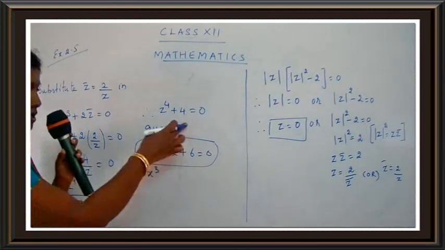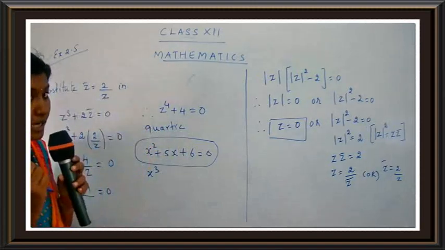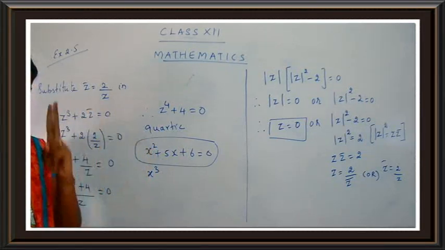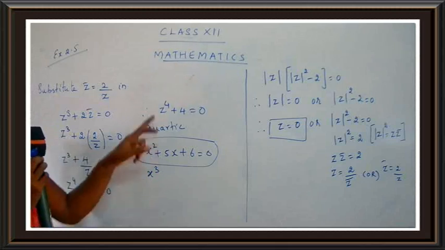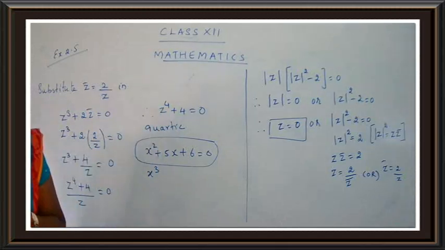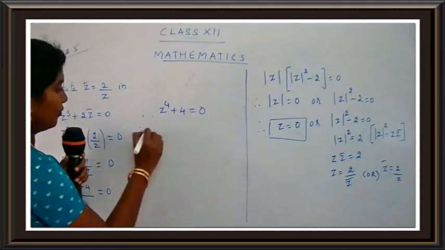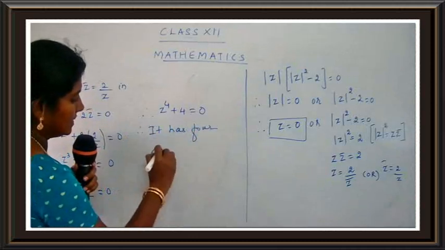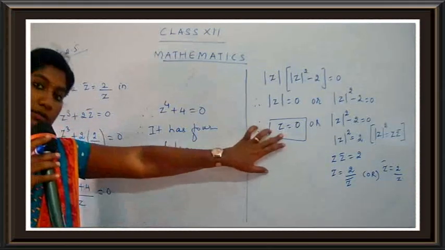So when you have a quartic polynomial, how many solutions will it have? It will have 4 solutions. Are you getting my point? For the quadratic equation, you have 2 solutions. For a cubic polynomial, you will have 3 solutions, and for a quartic polynomial, how many solutions? 4 solutions. Okay children, so write down here, therefore it has 4 solutions. So already we have found one solution.